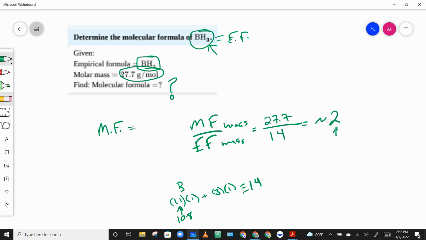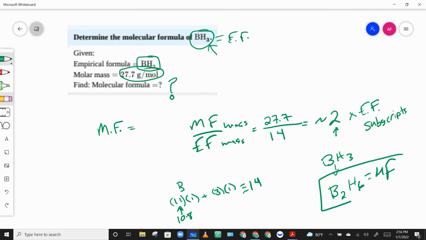The number is 2. So that's the number we multiply the empirical formula subscripts by. The empirical formula was BH3, so we multiply that by 2. So B2H6 will be the molecular formula. And bam, simple as that.